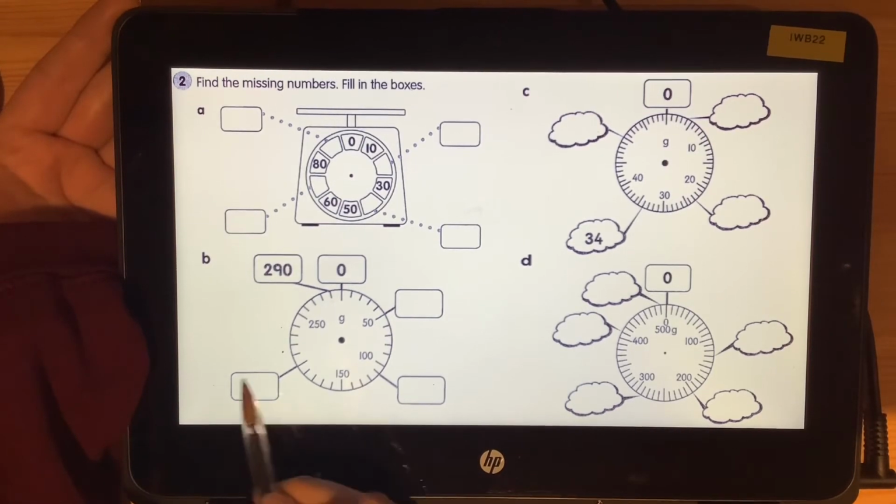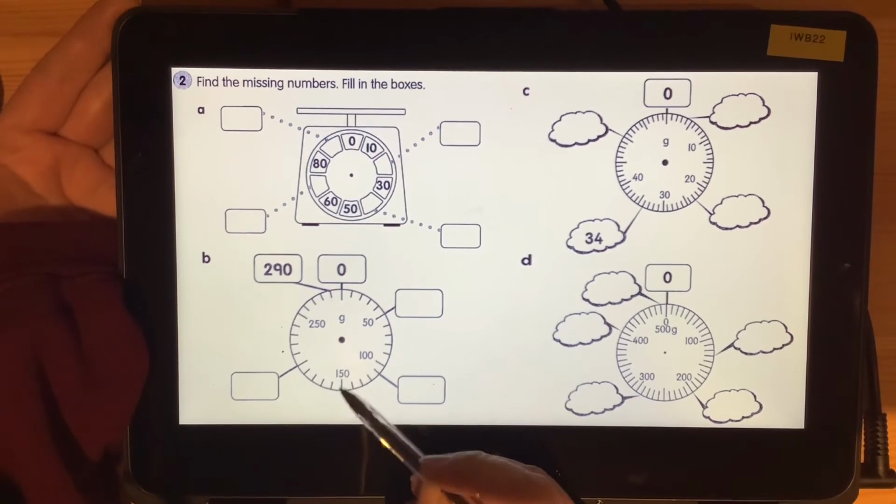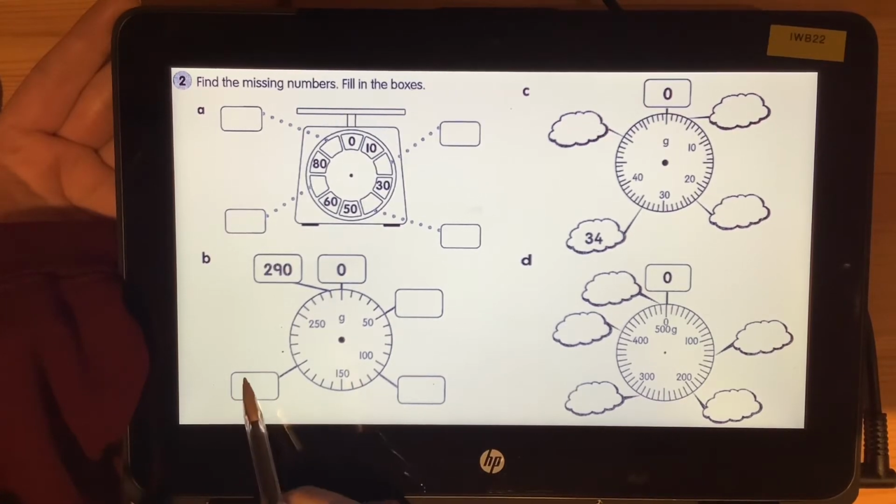Then there's two ways of knowing this one. We could count on in tens, but also it is halfway between 150 and 250. So that tells me that that point there is 200 grams. And we can just check it by counting on in tens: 150, 160, 170, 180, 190, 200. So that part there is 200.